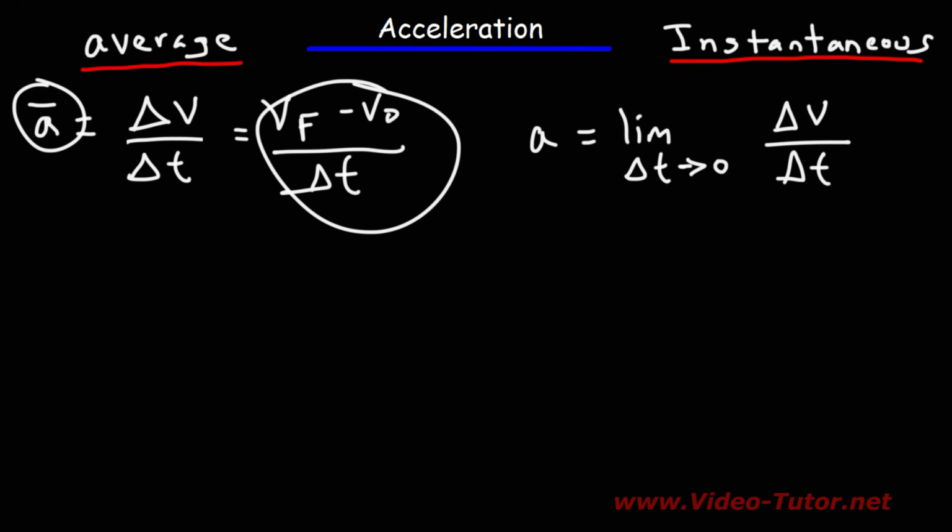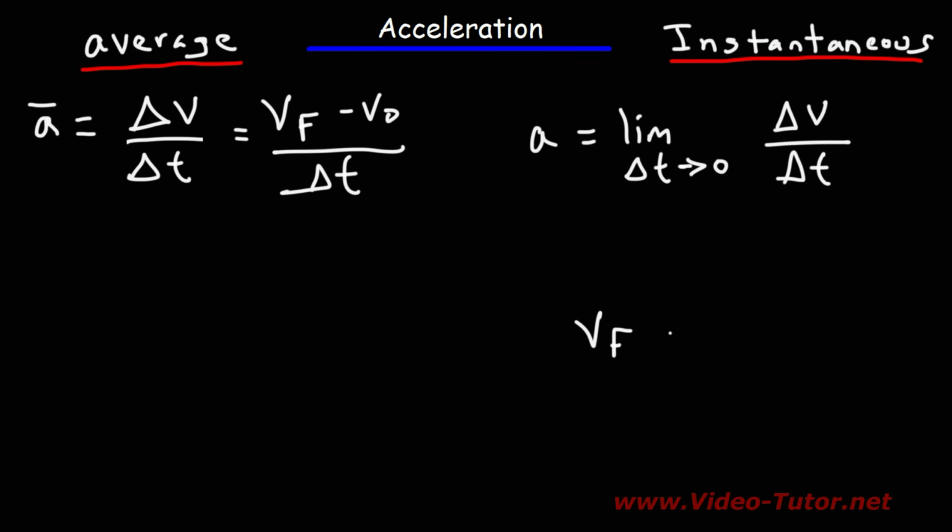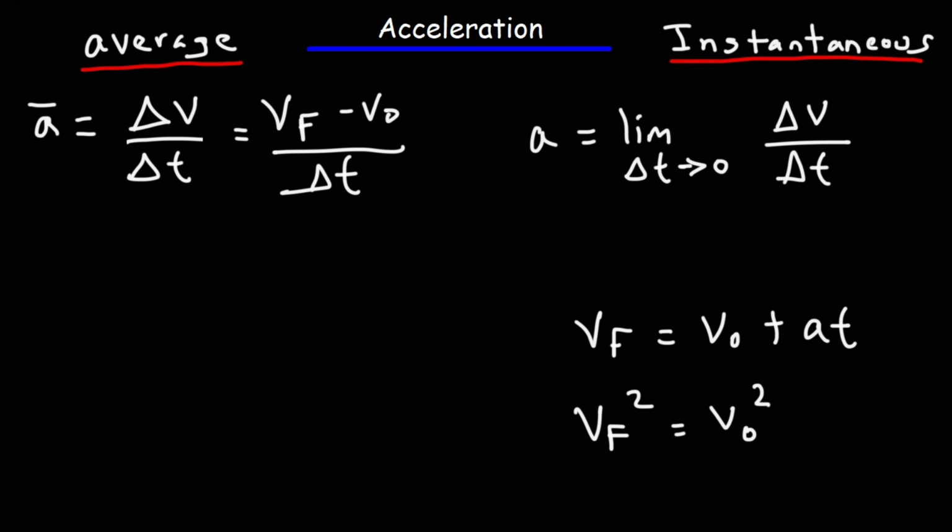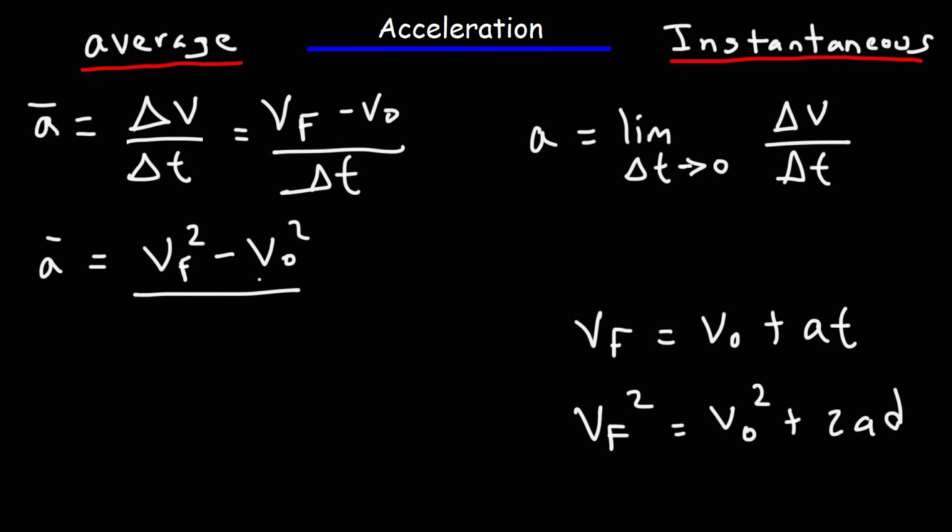Now, this formula is related to this equation. Perhaps you've seen this as one of the kinematics formulas: v final is equal to v initial plus at. There's another formula that I recommend you write down: v final squared is equal to v initial squared plus 2ad. If you solve for acceleration in that equation, you can also get this formula. The average acceleration is the change in the square of the velocities, final minus initial, divided by 2 times the displacement. So here are two useful formulas that will help you to calculate the average acceleration when solving word problems.